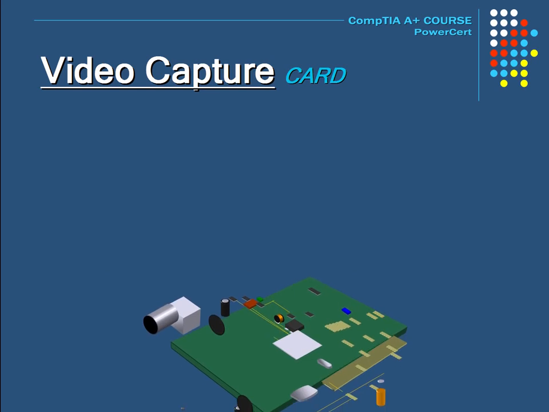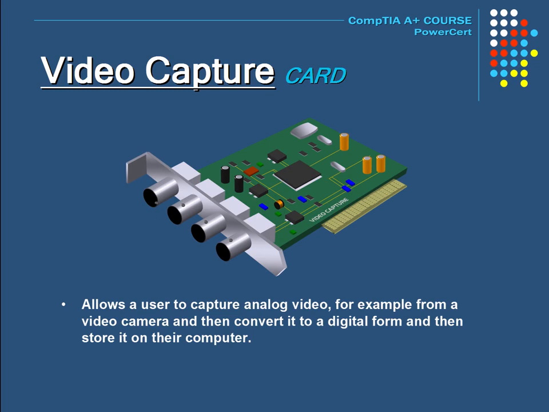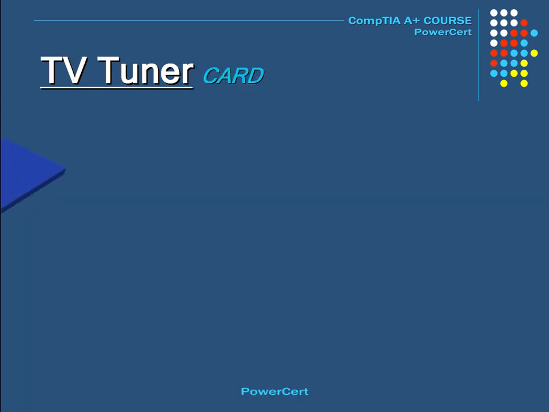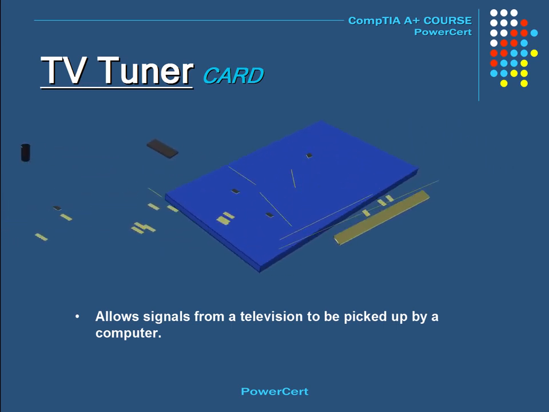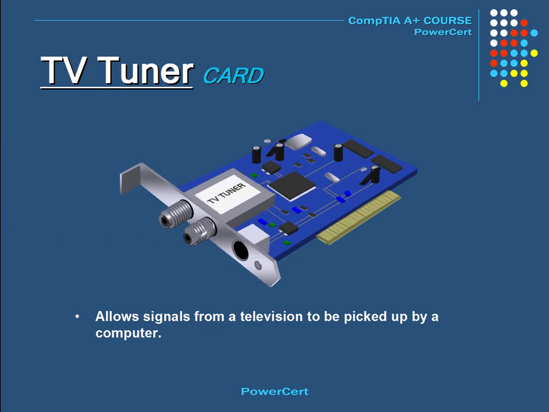Some people have video capture cards installed on their computer, and these cards allow a user to capture analog video, for example, let's say from a video camera, and then convert it to a digital form and then store it on their computer's internal storage, such as a hard drive. And TV tuner cards allow signals from a television to be picked up by a computer, so you can not only watch TV from your computer, but you can also record TV programs and then store them digitally in your computer. In fact, a lot of TV tuner cards also act as a video capture card.